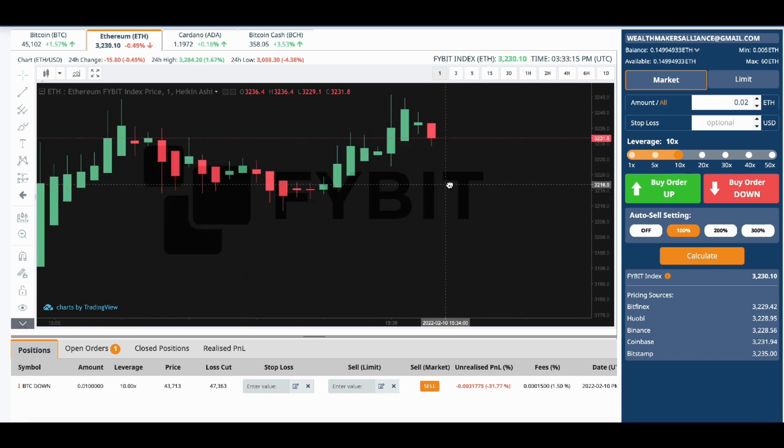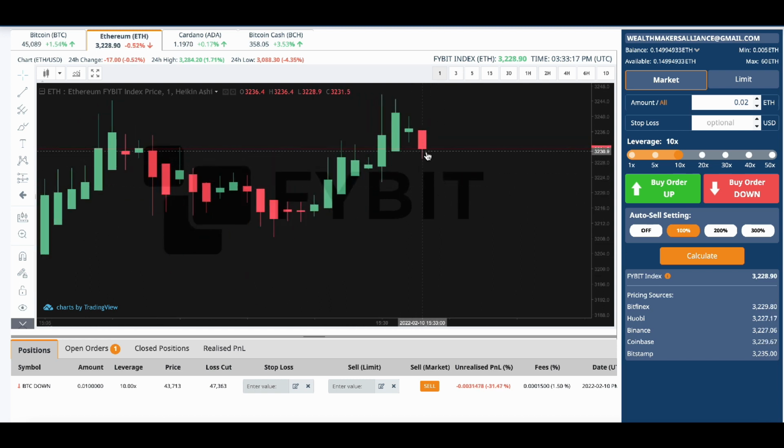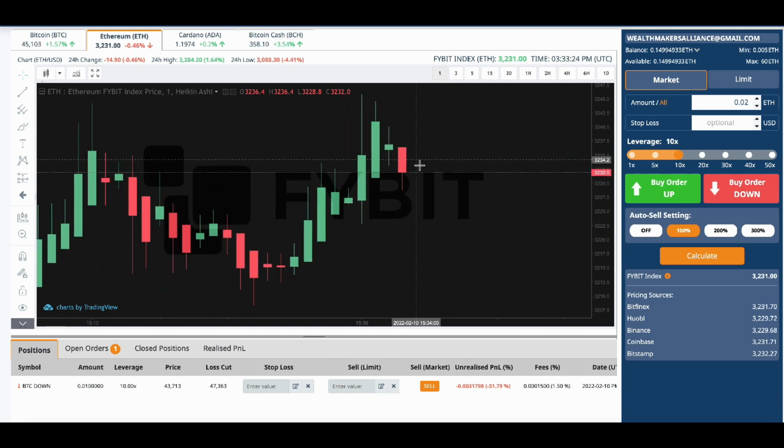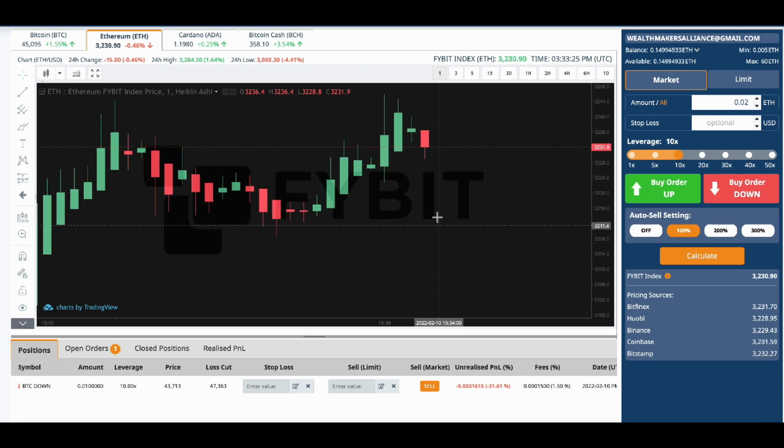Alright, so now I have a red candle over here. I'm not going to go in yet. I'm going to wait for the next red candle. Alright, and I'm looking for a strong momentum, a strong momentum downward. So let's just wait for this, and I'll show you exactly how I'm entering into this trade.